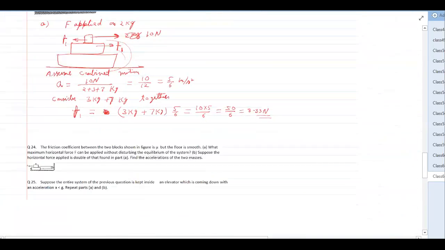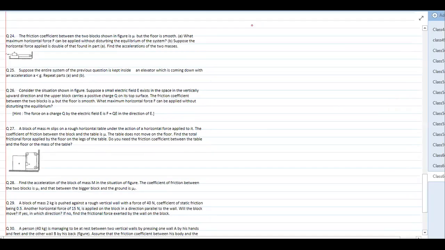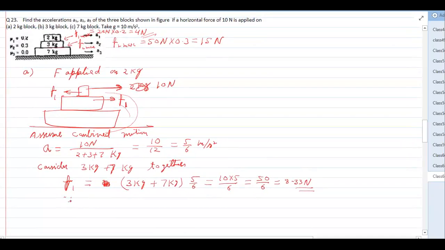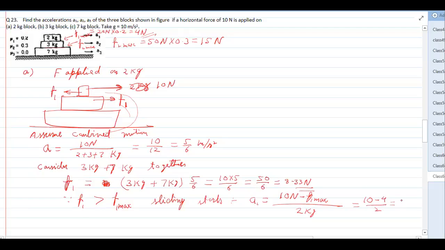We can say sliding will start at the upper surface, since F1 is greater than F1 max. So if sliding starts, A1 will be equal to the applied force, 10 Newton, minus the maximum friction, F1 max, 4 Newton, divided by the mass, 2 kg. So that is 10 minus 4 by 2, which is 3 meter per second square.